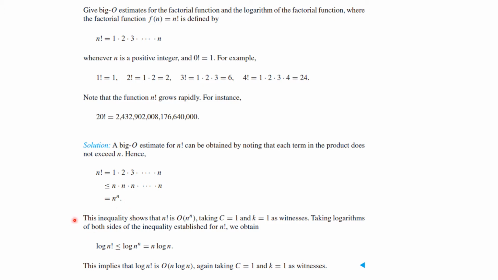Now this inequality also shows, if I take logarithms of both sides, that on the side where I'm pointing, you'll have log of n factorial. And when I take the logarithm of this side, I'll have log of n to the n. But log of n to the n, by a property of logarithms, I can bring that n out in front, and so I have this. So this also implies that log of n factorial is big O of n log n. And again, we're taking c to be 1 and k to be 1 as witnesses.